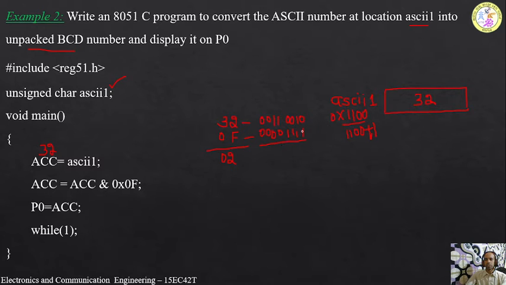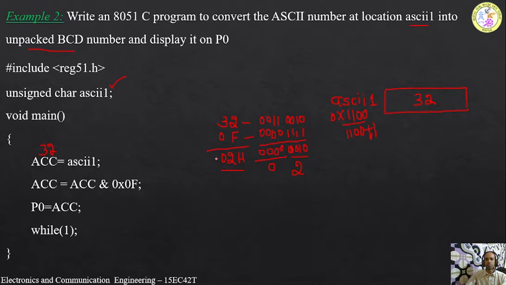You know AND gate, when both the inputs are 1, then only the output is 1. Otherwise, the output is 0. So for all other cases, the output is 0. So this is nothing but 0, and this is nothing but 2. Therefore 02H is the answer. So if you do AND operation of any number with 0 in hexadecimal, output is 0. AND operation of F with any number is the same number.